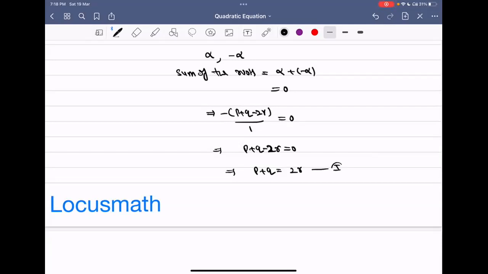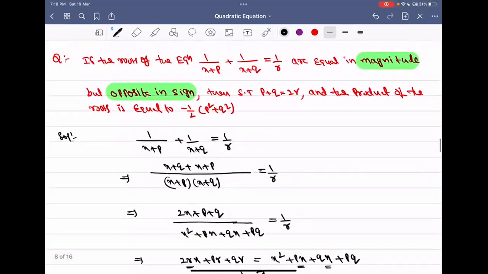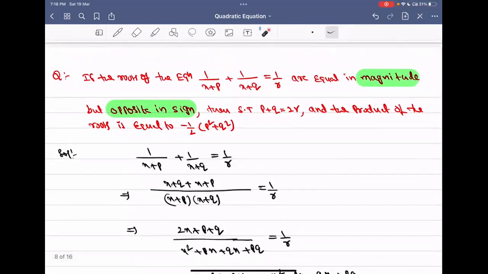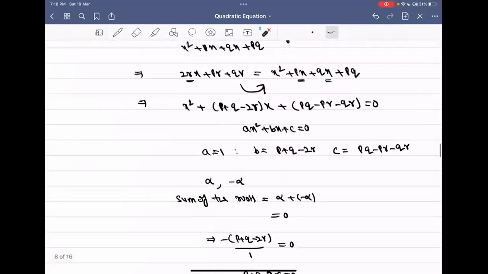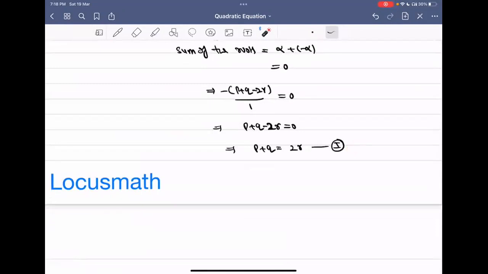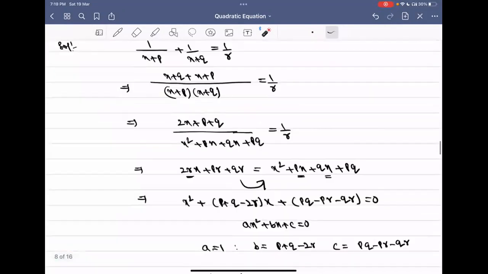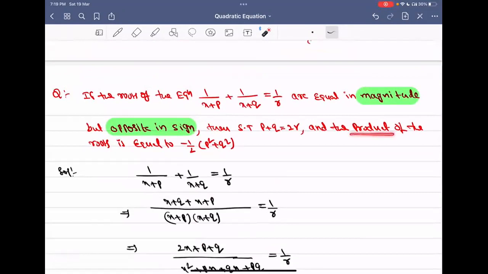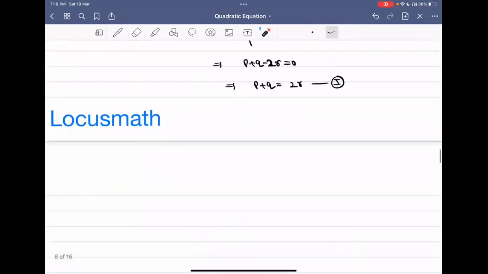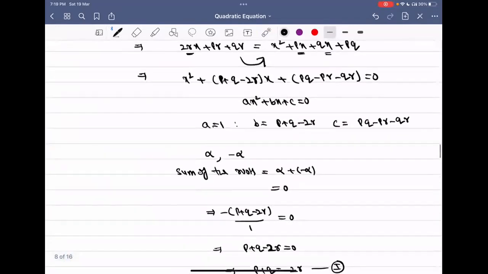This is number 1. So the first thing we needed to show is that p plus q is equal to 2r. Okay, this we have shown. Yes, we are done. Next, the second part we need to show is that the product of the roots is equal to minus 1 by 2 times p square plus q square. So the product of the roots is equal to what? c by a. Here, what is c? c is equal to this one. a is 1. So this is the product of the roots.